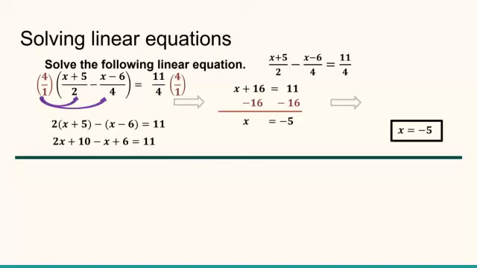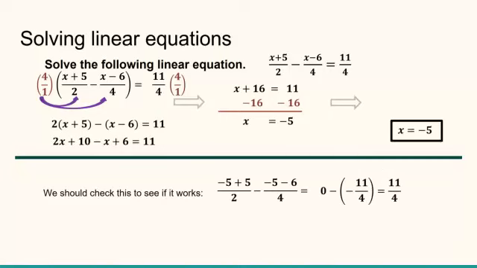So I'll write that down. Next, I'm going to check it to see if it works. I'll plug in a negative 5, and I'll get 0 minus a negative 11 over 4. That negative negative then makes it a positive, and I'm all done.